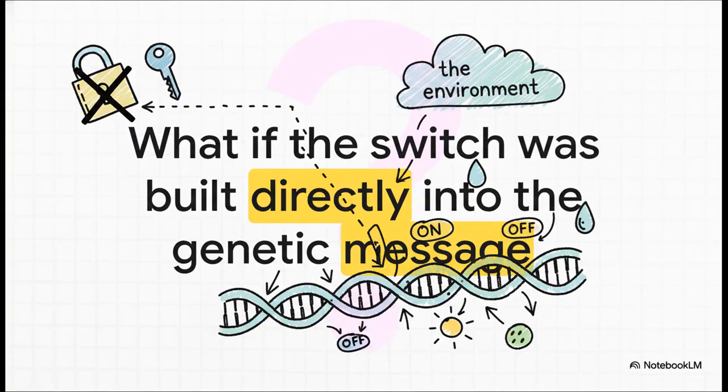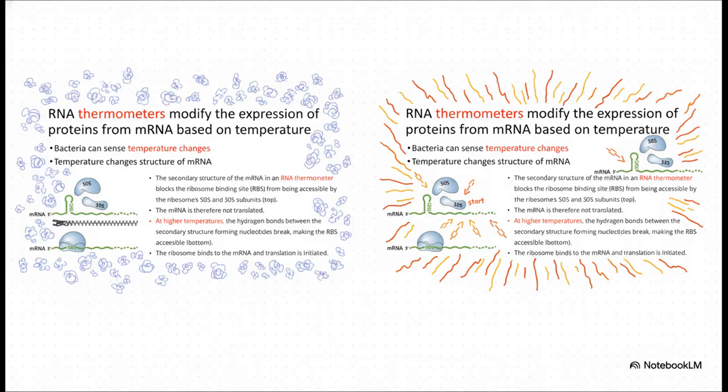Just think about that for a second. What if you didn't need a separate lock and key at all? What if the environment itself could just reach in and directly flip the switch on the genetic instructions? And this is exactly what an RNA thermometer does. Check it out. On the left, at a colder temperature, the messenger RNA molecule, that working copy of the gene, is all folded up on itself, kind of like a zipper that's closed shut. This folding hides the start signal that the cell's protein-making factories, the ribosomes, need to see to get going.